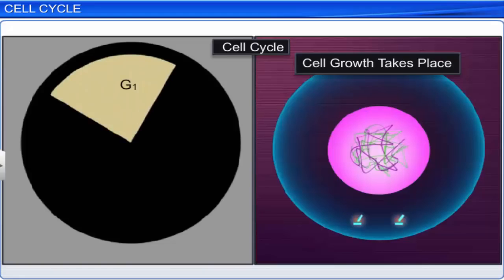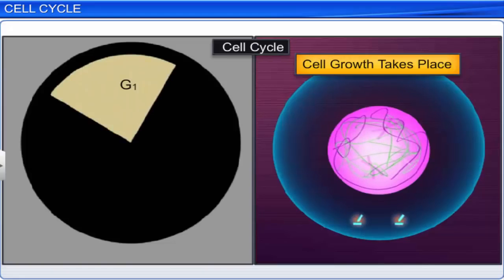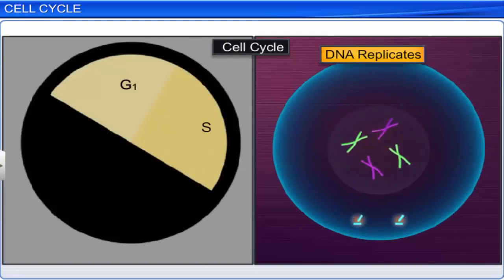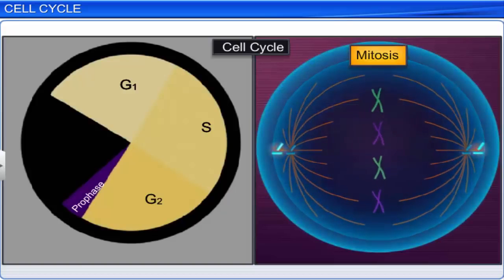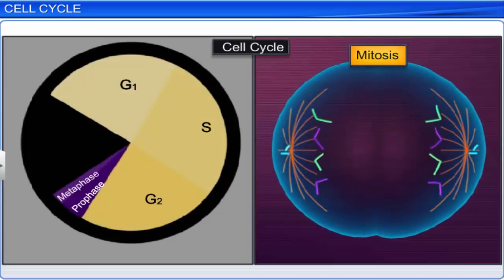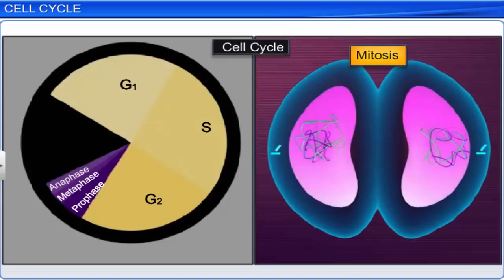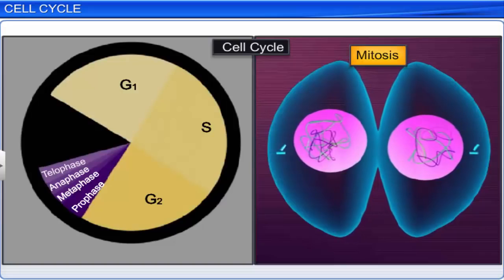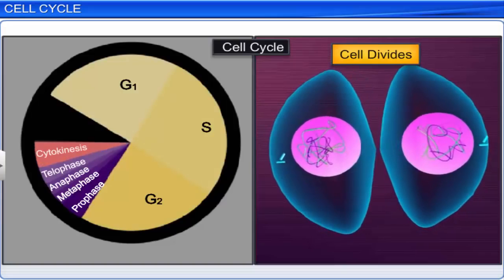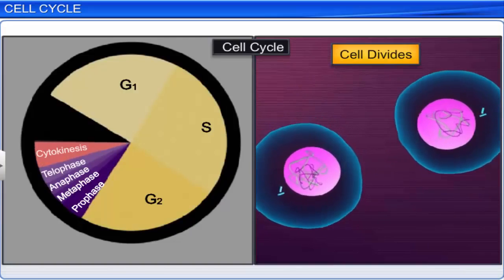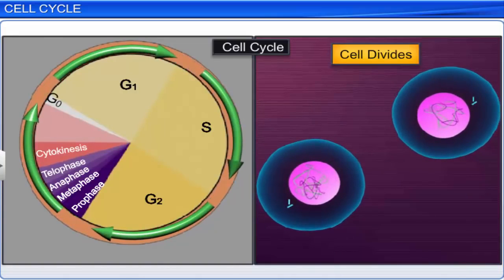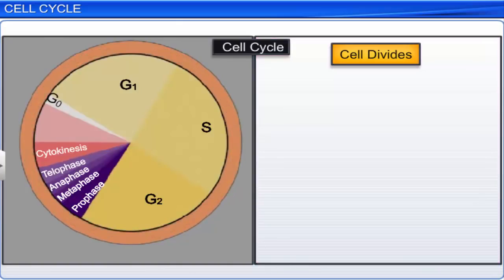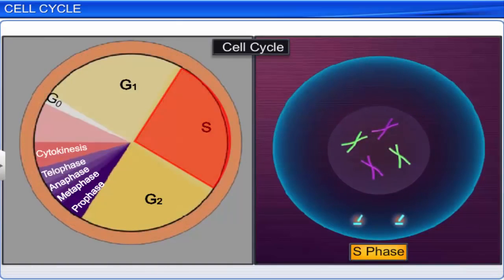The series of events by which a cell duplicates its genome, synthesizes its constituents, and eventually divides to form two daughter cells is known as the cell cycle. Although the process of cell growth is a continuous one, DNA synthesis takes place only during one particular stage in the cell cycle.